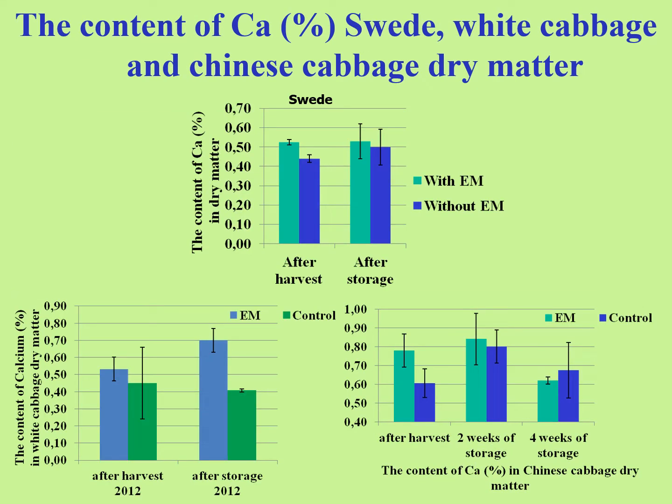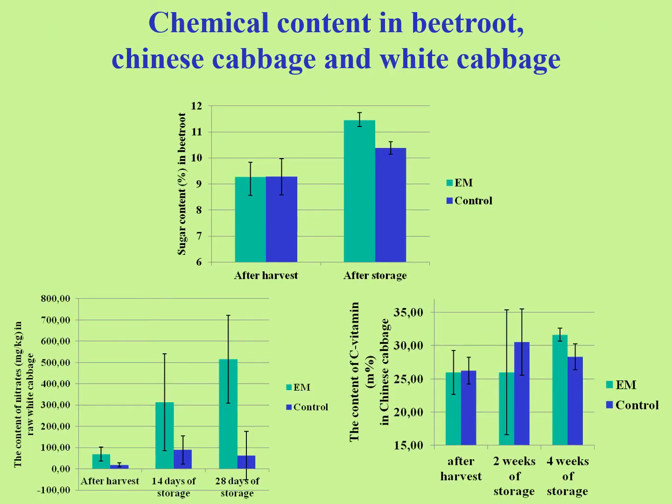Content of calcium. The content of calcium in swedes was higher in EM treatment after harvest. The content of calcium in white cabbage was higher in EM treatment after storage. The content of calcium in Chinese cabbage was higher in EM treatment after harvest.